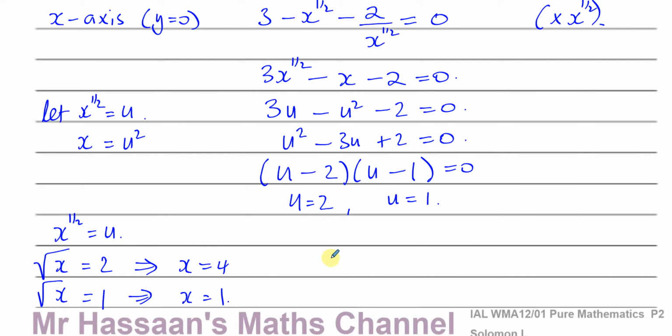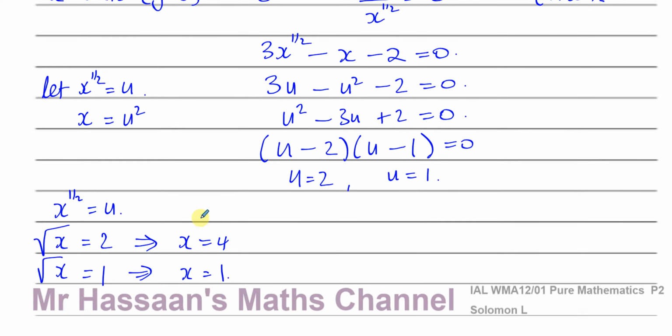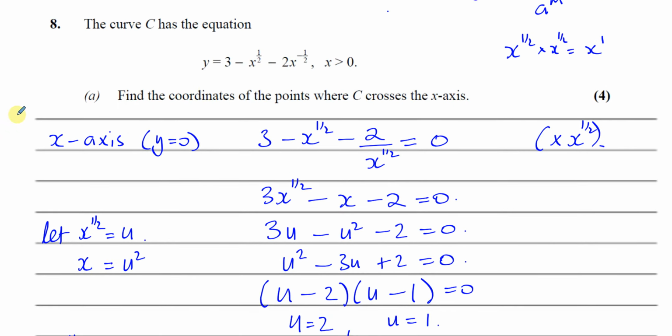So we know that the coordinates of the points where it crosses the x-axis are 4, 0, and 1, 0. Of course, the y coordinate is 0. If you want to make sure that you've got the right answer, you could put 4 into this equation. If I put 4 in this equation, you'll have 3 minus 2 minus 2 over 2. So 3 minus 2 minus 1 is 3 minus 2, which is 0.